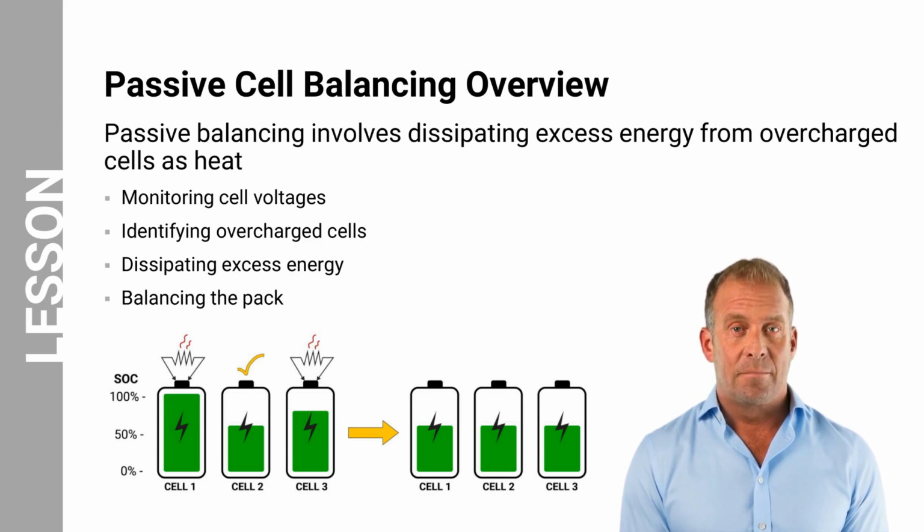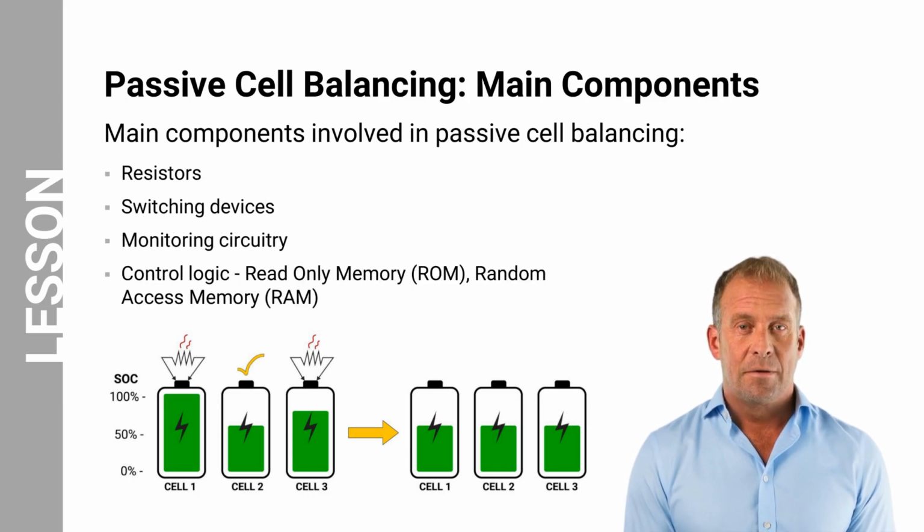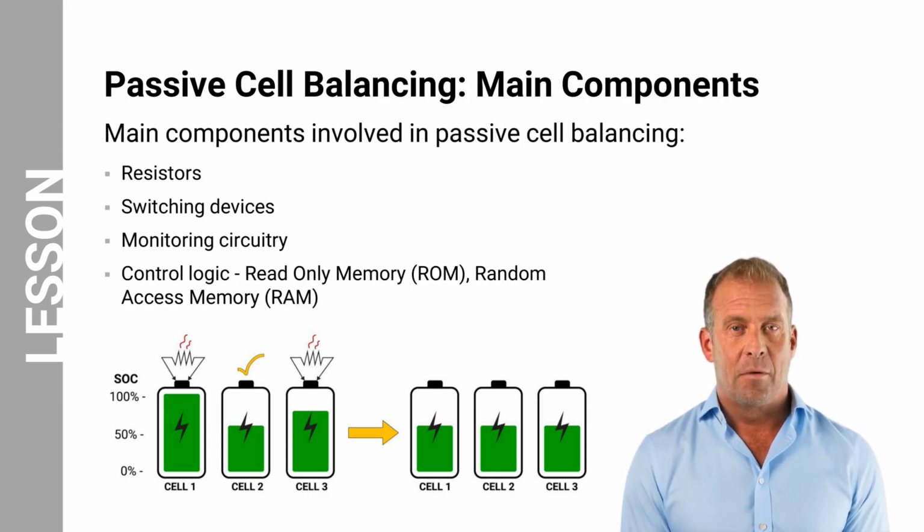This indicates that the balancing process has successfully equalized the charge levels among the cells by draining energy from the overcharged cell and adding it to the undercharged cell. The image illustrates how passive cell balancing works by dissipating excess energy from overcharged cells to balance the SOC among all cells in a battery pack. The main components involved in passive cell balancing are resistors, switching devices, monitoring circuitry, and control logic. Let us look at them in detail.